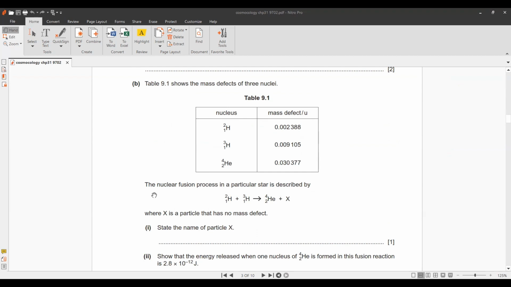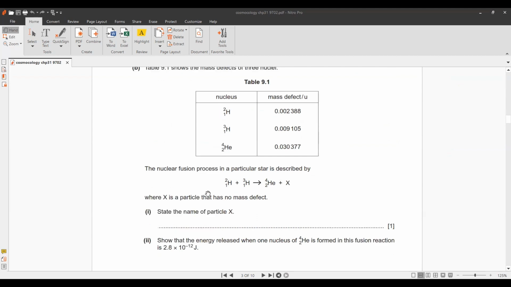State the name of the particle X. So when we balance the equation, we know that we have seen these equations. So there would be 1 plus 1 is 2, 3 plus 2 is 5. So if 4 is here, it must be a neutron, because a neutron has a mass number of 1 and a charge of 0. So that would be neutron.